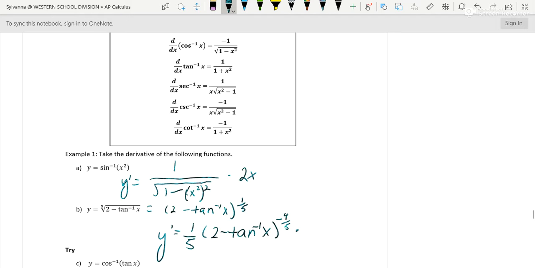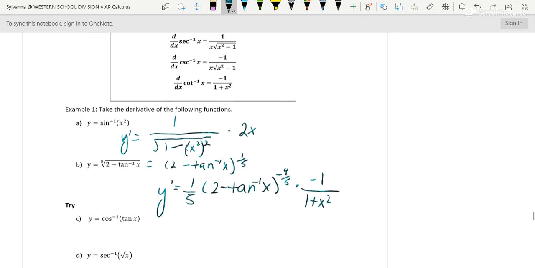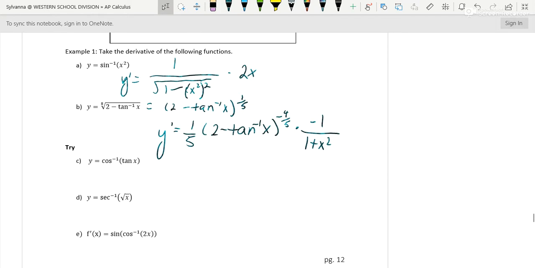All right, so now I'm going to take the derivative of the inside of my bracket. The derivative of 2 is just 0, so that's gone. The derivative of tan inverse x is 1 over 1 plus x squared, and there was a negative coefficient at the front, so we just stick it at the front as well. And that's it. There's no more function on the inside here. This was just x. So that's it for that one. Go ahead and try the next 3. So I want to pause this video and try the next 3.